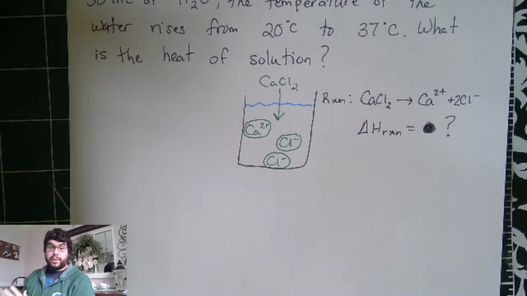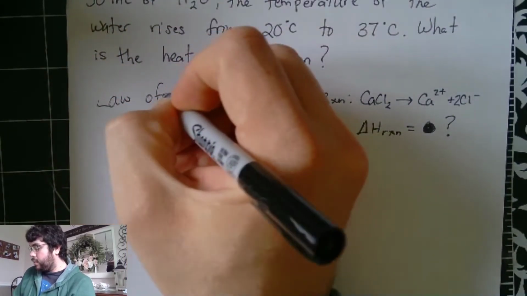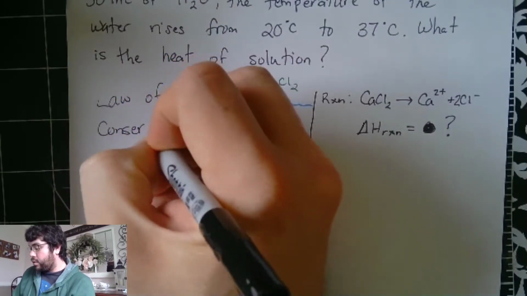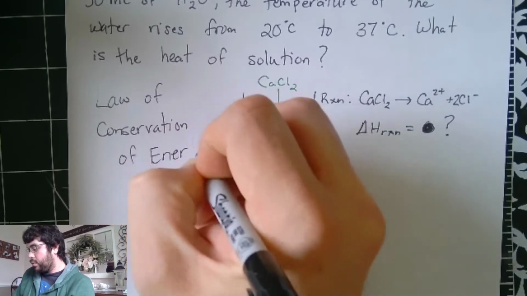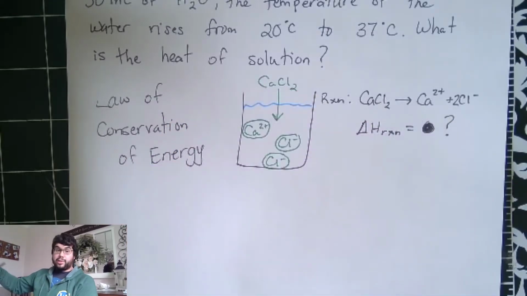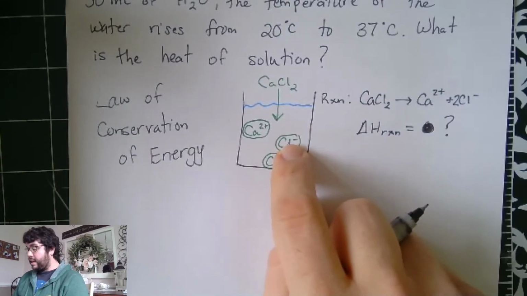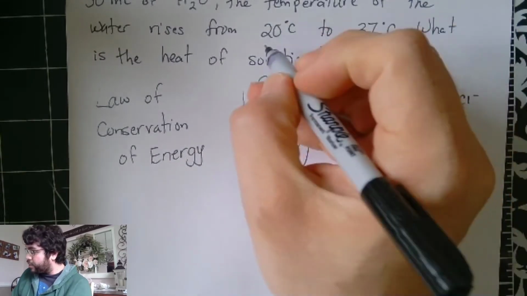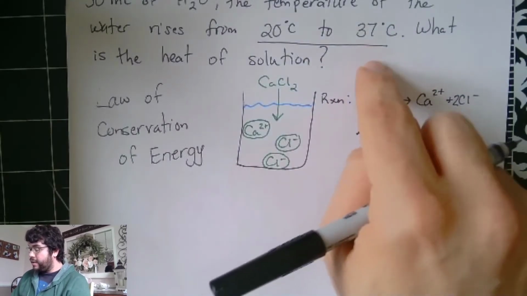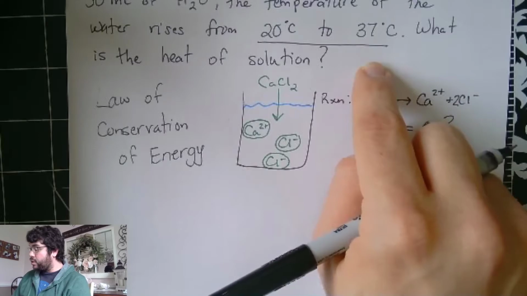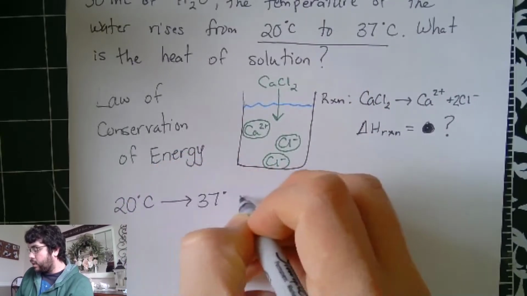Now, remember that there is the law of conservation of energy. So when this reaction is taking place, there's a certain amount of heat that is being exchanged. We see a temperature change, so there's definitely an exchange of heat. And we see that the temperature that is measured goes from 20 degrees Celsius to 37 degrees Celsius.